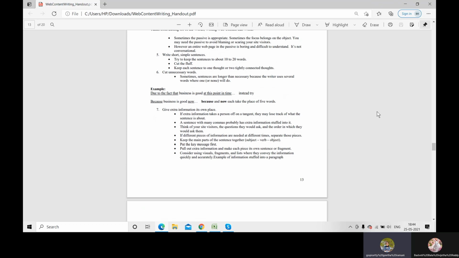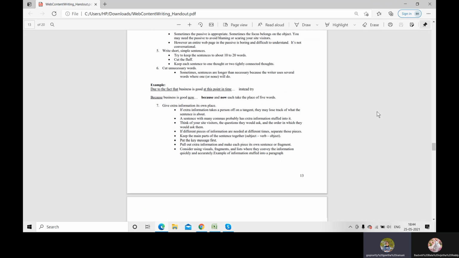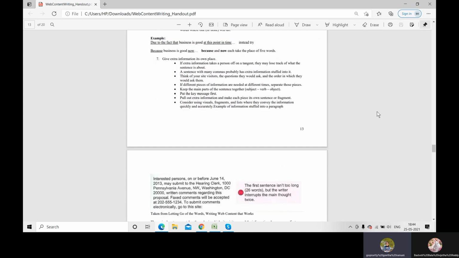Cut the fluff. Keep each sentence to one or two tightly connected thoughts. The next step is to cut unnecessary words. Sometimes sentences are longer than necessary because the writer uses several words where one or none will do. For example, "due to the fact that" or "at this point in time." Instead, try "because" and "now," each taking the place of four or five words.